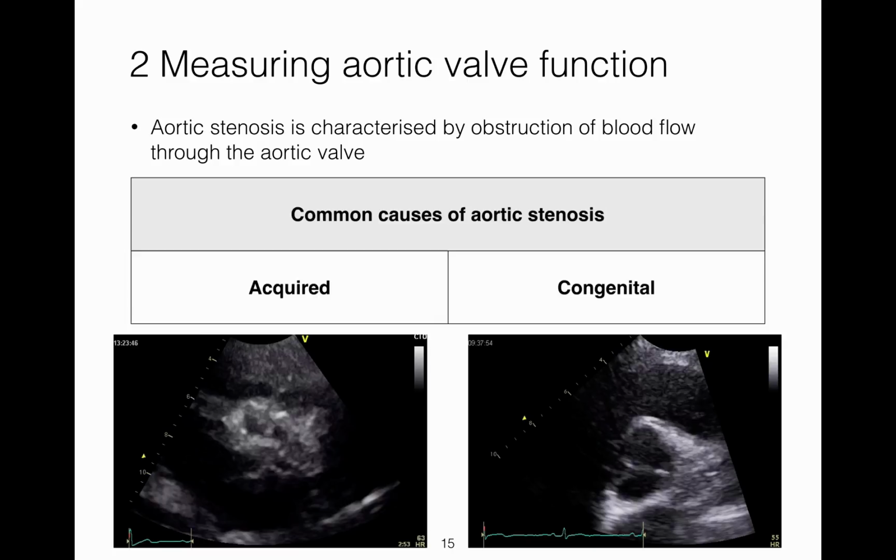Measuring aortic valve function. Aortic stenosis. Aortic stenosis is characterized by obstruction of blood flow through the aortic valve. Aortic stenosis may occur because of an acquired or congenital abnormality. The most common acquired cause is calcific degeneration, and the most common congenital cause is a bicuspid aortic valve.